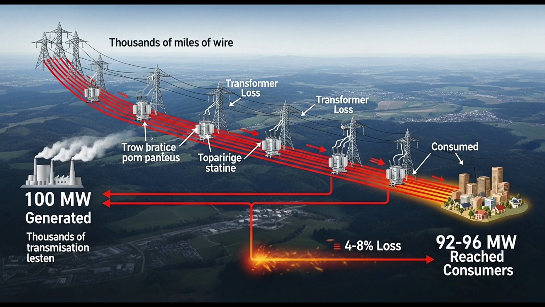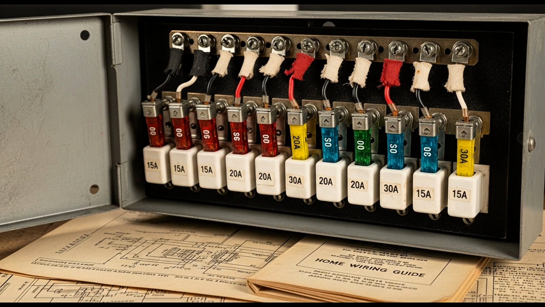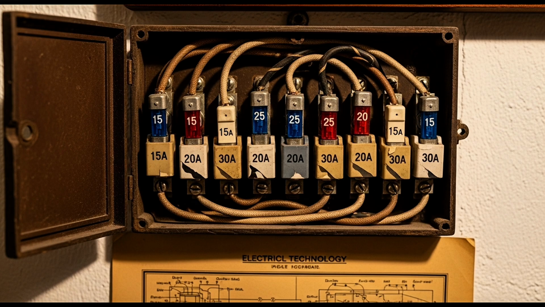Modern breakers use 2 different mechanisms for this protection. The thermal mechanism responds to sustained overloads. Inside the breaker, a bimetallic strip heats up as current passes through it. If the current exceeds the breaker's rating for a period of time, say 15 amps on a 15-amp breaker, the metal strip bends due to differential expansion, mechanically triggering the trip mechanism. This prevents wires from overheating and potentially starting fires.